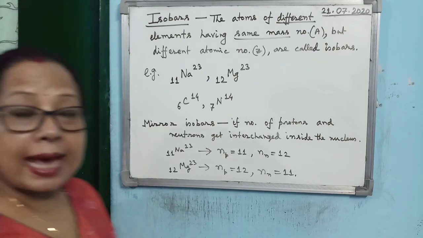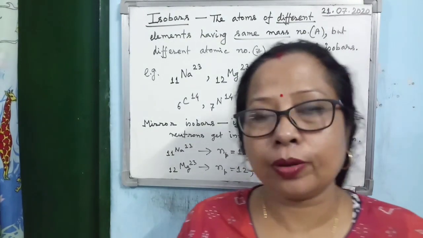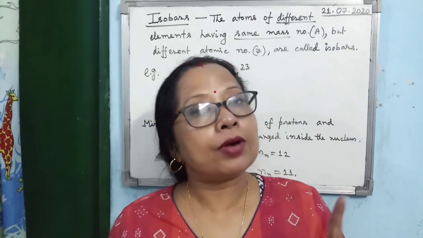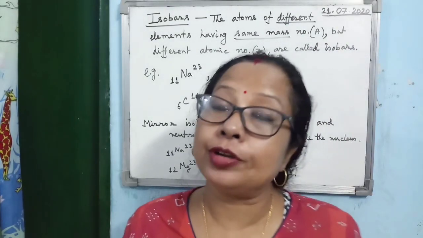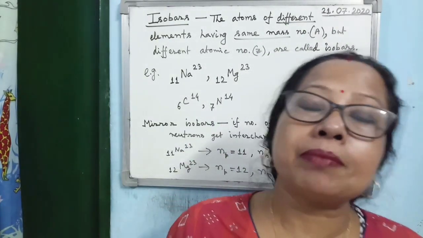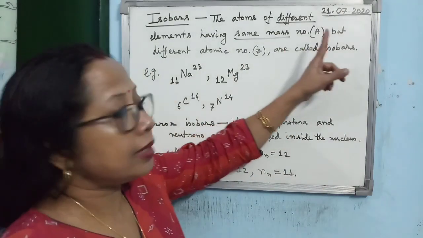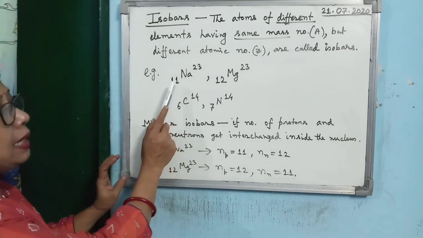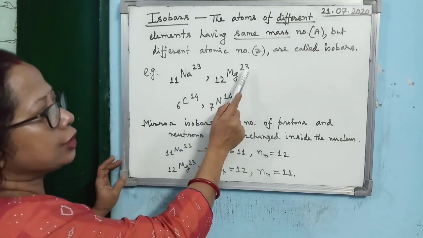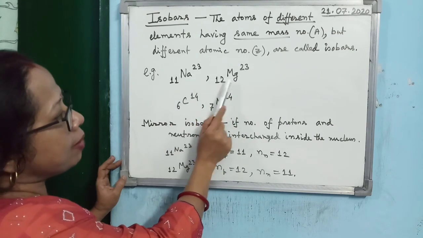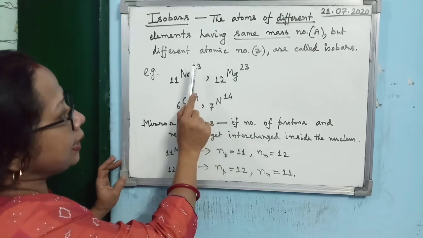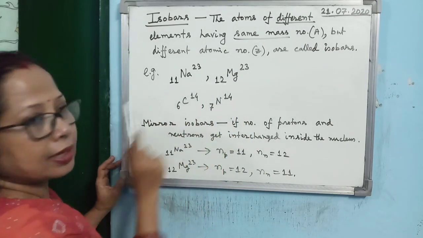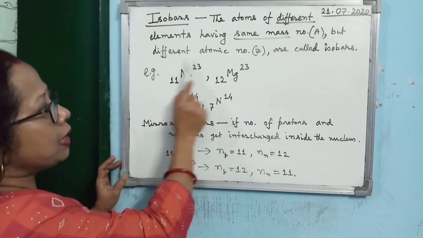What are isobars? Atoms of different elements. Remember, for isotopes, I said atoms of the same element. But isobars are the atoms of different elements having the same mass number A but different atomic number Z. Okay, let's consider this example: 11 sodium 23 and 12 magnesium 23. Now you see, sodium and magnesium are different elements. They have the same mass number 23 but different atomic numbers 11 and 12. So these two are an example of isobars.